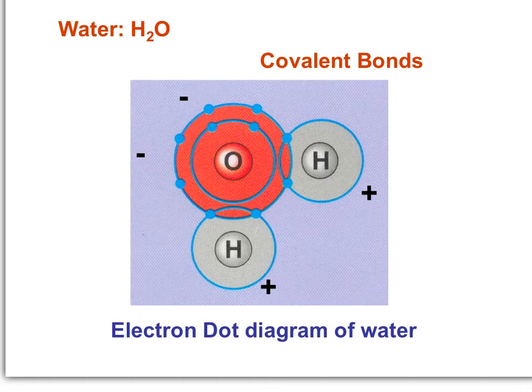As a result, the oxygen end of the molecule takes on a slightly negative charge, while the hydrogen ends of the molecule take on a slightly positive charge. This is the polarity that's referred to in polar covalent bond. We have a slight separation of charge, negative at this end of the molecule, and slight positive charge at this end of the molecule.